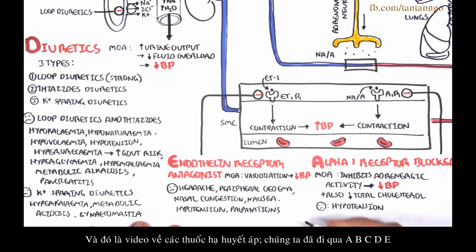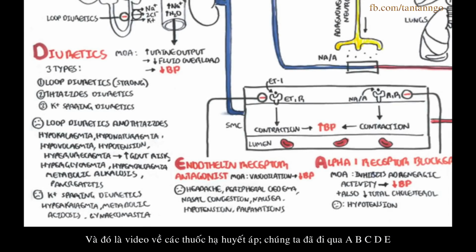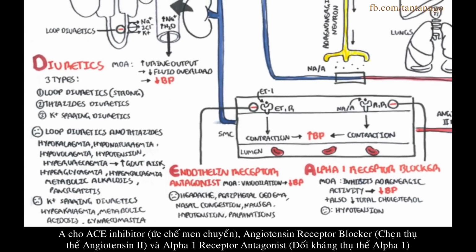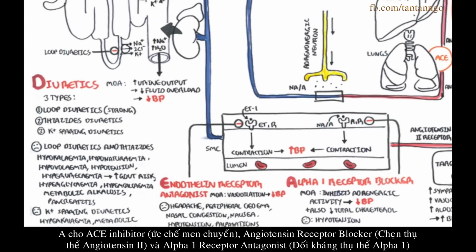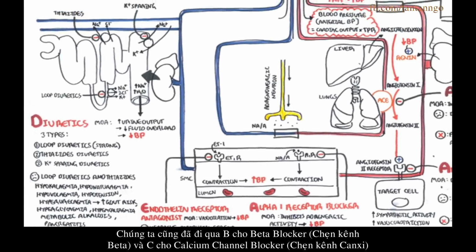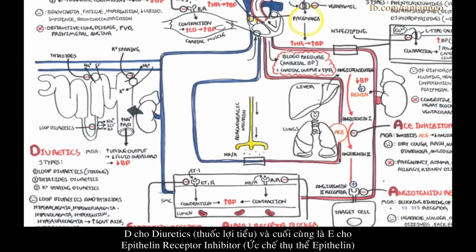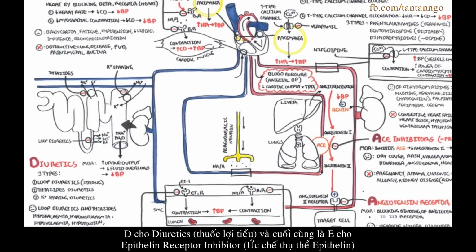So that concludes the video on the antihypertensive medications. We looked at A, B, C, D, and E. A for ACE inhibitors, angiotensin receptor blockers, and alpha receptor antagonists. And we also looked at B for beta blockers, C for calcium channel blockers, D for diuretics, and finally we just looked at E for endothelin receptor antagonists.